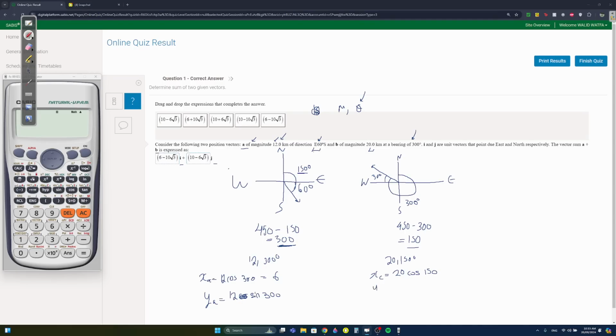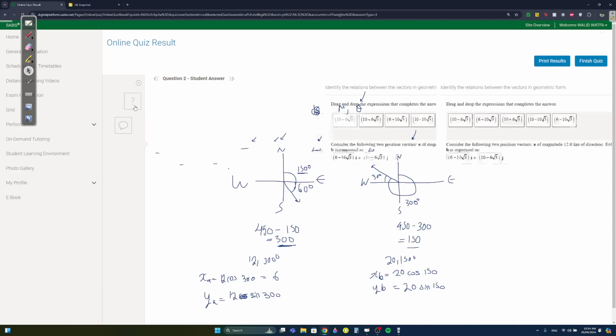Right? And here, the y component of B is equal to the force times sine theta. Okay, so we're going to add these to each other: 12 sine 300 plus 20 sine 150. Okay, 10 minus 6 radical 3. Okay, let's go through this a bit quicker.